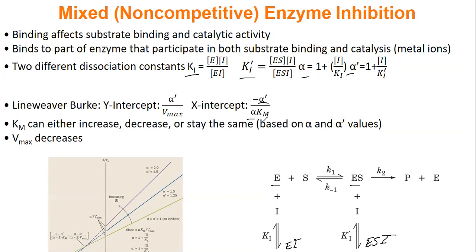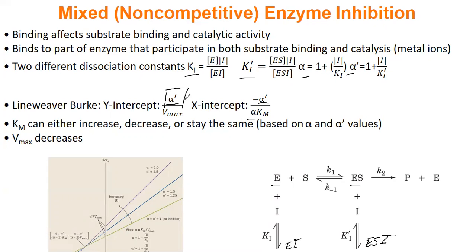However, Vmax will always decrease because Vmax is only affected by alpha prime, right? Remember, competitive, which is alpha, does not affect Vmax. We can always outcompete our substrate. But uncompetitive does affect Vmax. Mixed is a mix between competitive and uncompetitive. Therefore, we only have one variable that's always going to affect our Vmax. Therefore, Vmax will always decrease.